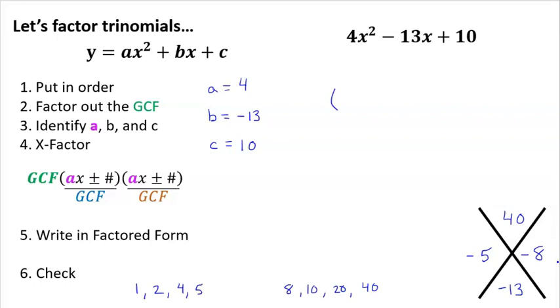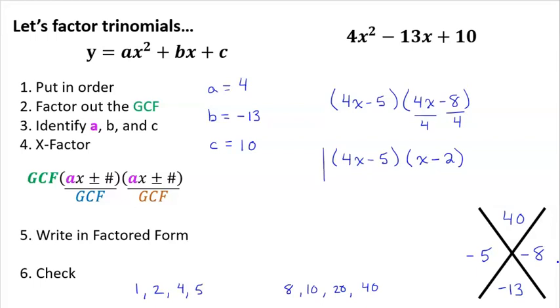Then I'm just going to take my GCF. I didn't have one. Then I've got 4, which is A, x minus 5, and then 4x minus 8. I'm going to check for a GCF. There's no GCF in this first one. But I know I can divide this second one, both of these by 4, and I get x minus 2. And then this would be my answer.